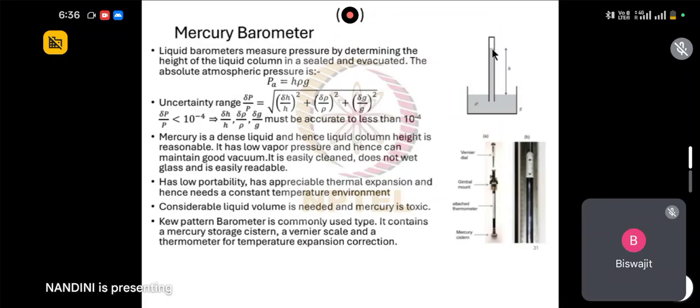A Q pattern barometer is a commonly used type. It contains a mercury storage cistern, a vernier scale, and a thermometer for temperature expansion correction. The temperature changes should not affect the pressure measurement, so in order to correct for the temperature expansion, it also has a thermometer, a vernier scale, and a mercury storage system. So, a Q pattern barometer is a type of mercury barometer.